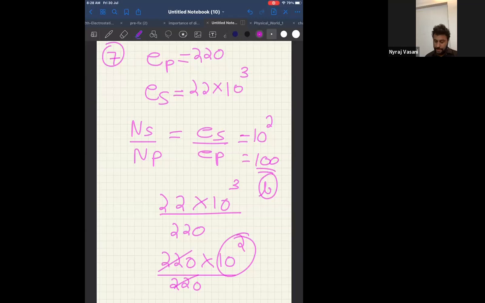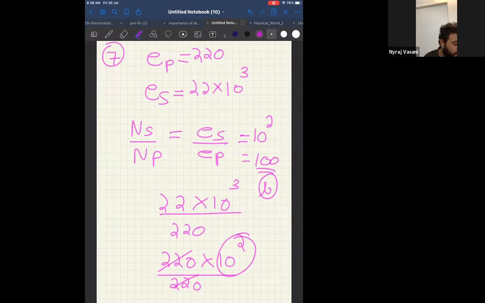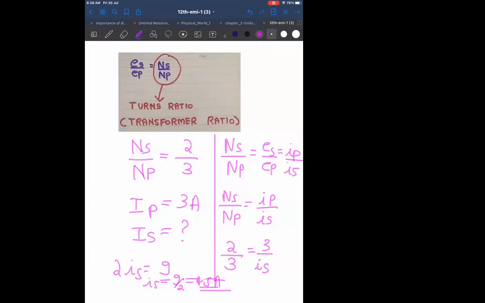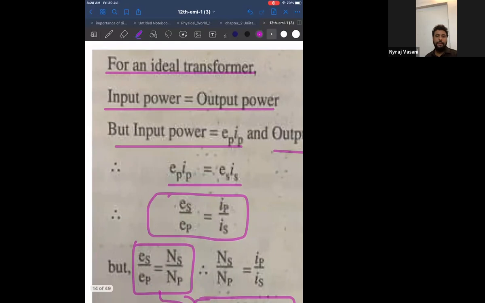Okay. Now, sir, I did not get it. We have just done one derivation. Where is that derivation? That I know. One minute. Check. For an ideal transformer, input power is equal to output power. So if input power is P, output power also has to be P. That is the question. Therefore, option is C.